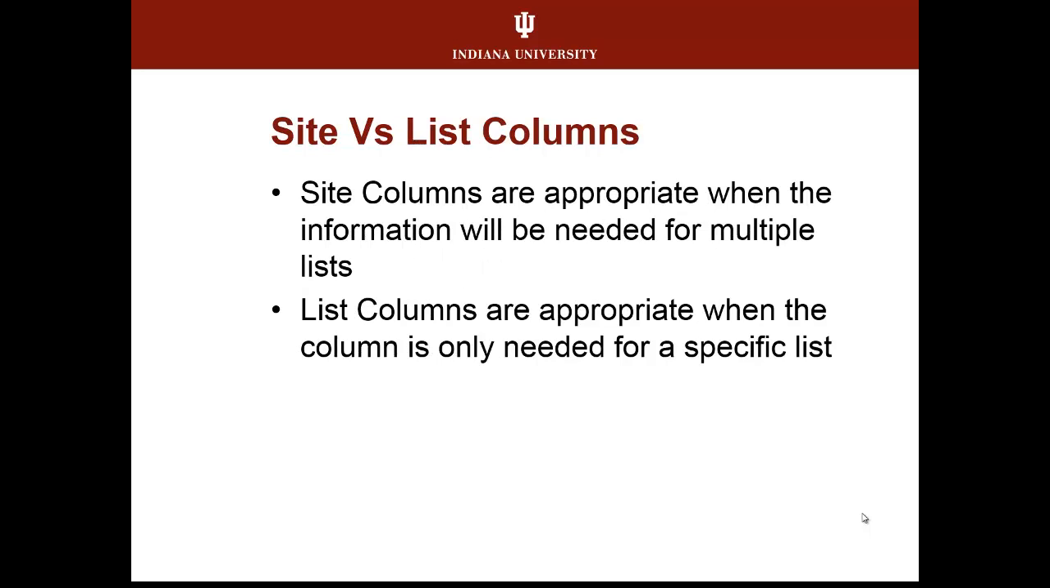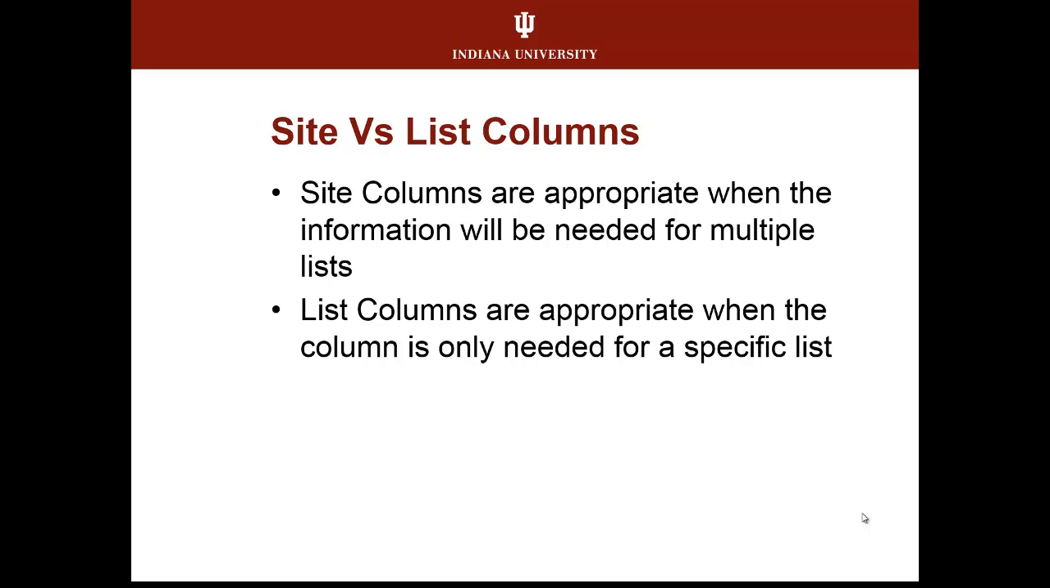So when should you use a site column versus when you should use a list column? Site columns are appropriate when the information will be needed for multiple lists, like the example I just gave. If you've got a certain type of information that's used all over the site that you always need to know, you should create a site column for that. List columns are very appropriate when the column is only needed for a specific list. If you really need it just for this one list, or maybe just one or two lists, I would probably say you can go ahead and use a list column.